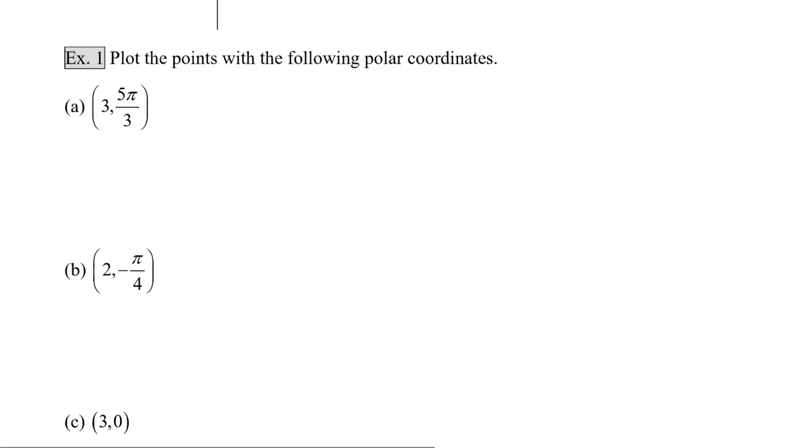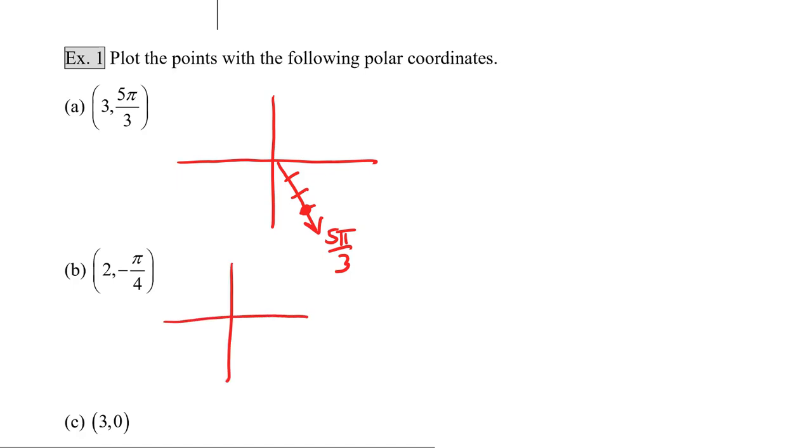Example 1, plot the points with the following polar coordinates. A, 3 and 5 pi over 3. So I'm going to start by showing an angle in standard position. 5 pi over 3 is in quadrant 4, and my radius is 1, 2, 3 units, and there's my point. Part B, 2 and negative pi over 4. Negative pi over 4 is in quadrant 4, and my radius is 1, 2 units.